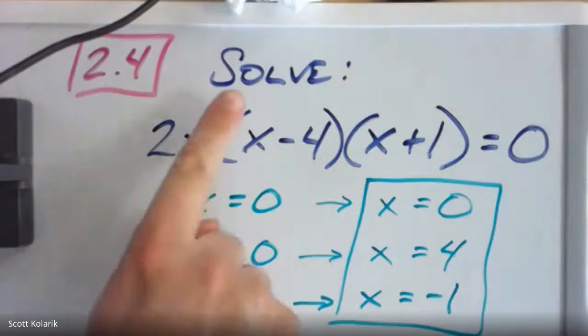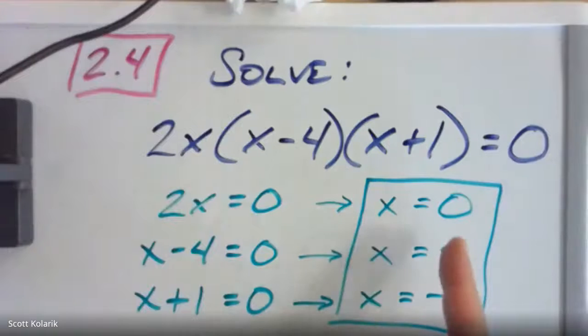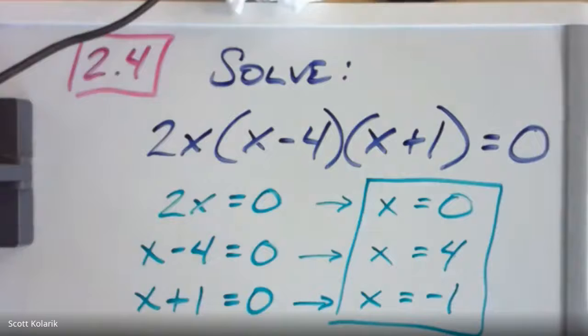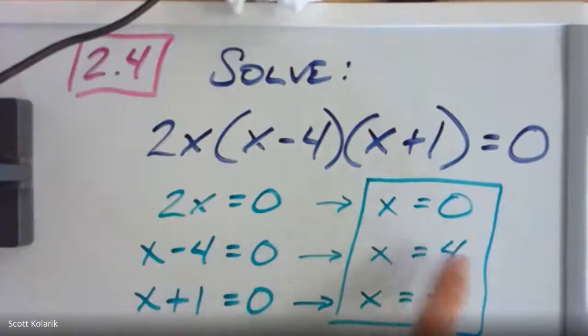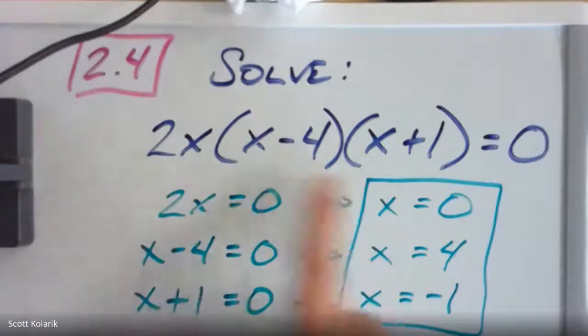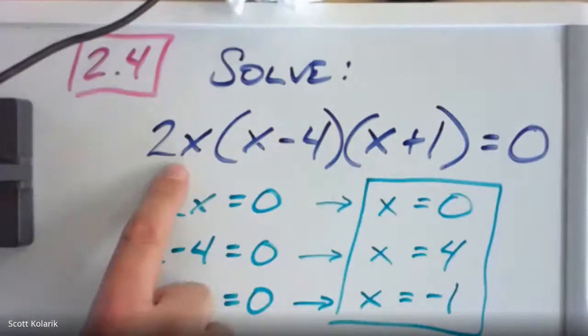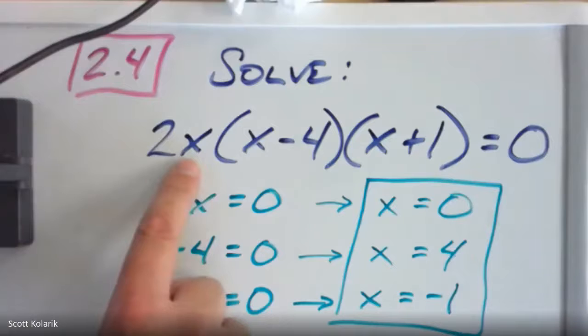As I said, when it asks me to solve, I'm going to get x equals some value. The fact that I have 3 different possible values has to do with the fact that if I were to plug any of these 3 values in, I'll get a true statement. So if x equals 0, and I plug 0 in for x, 2 times 0, well, that's 0.